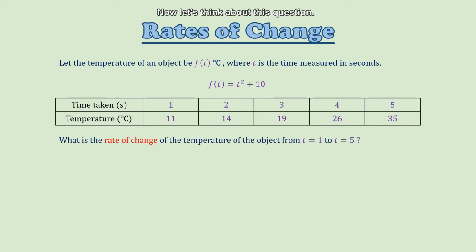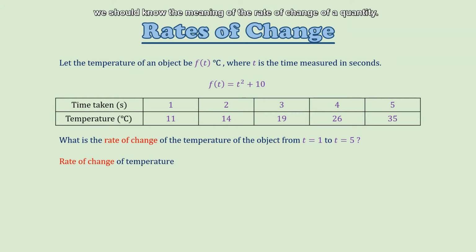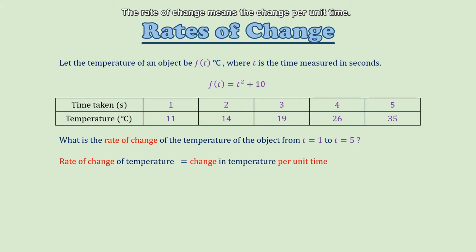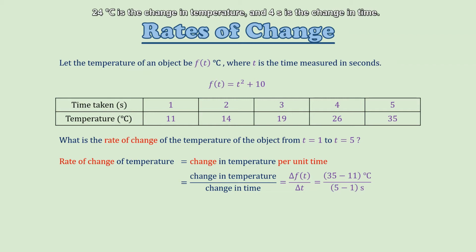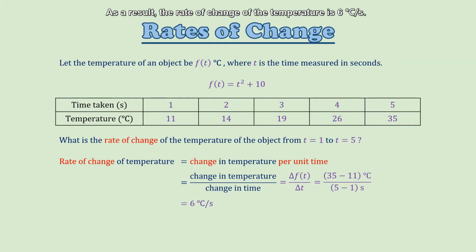Now let's think about this question. What is the rate of change of the temperature of this object from t equals 1 to t equals 5? To answer this question, first of all we should know the meaning of the rate of change of a quantity. The rate of change means the change per unit time. That means in this example, the rate of change of the temperature from t equals 1 to t equals 5 is equal to 24 degrees Celsius over 4 seconds. 24 degrees Celsius is the change in temperature, and 4 seconds is the change in time. As a result, the rate of change of the temperature is 6 degrees Celsius per second.